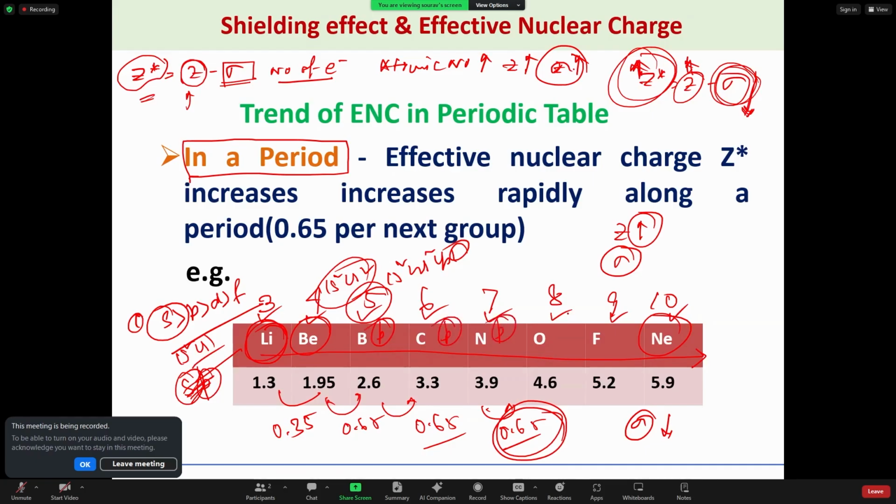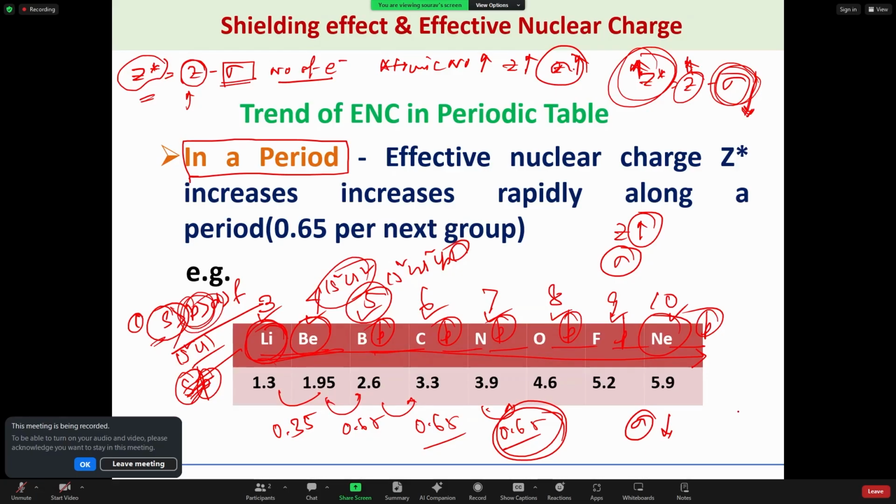There is also p orbital. There is p orbital, there is p orbital, there is p orbital. So when this p orbital is coming, then this sigma value is decreasing. But here, this s orbital is there. So that's why that s orbital is showing more of this sigma value than the p orbital.